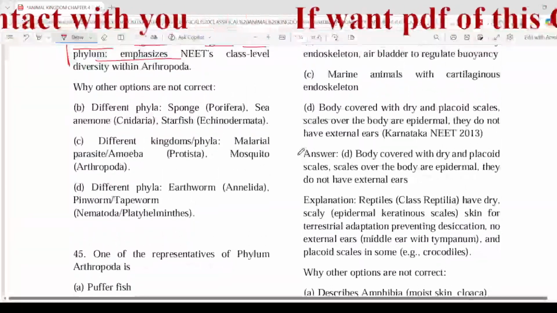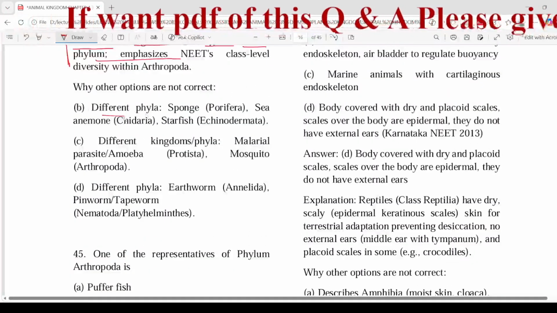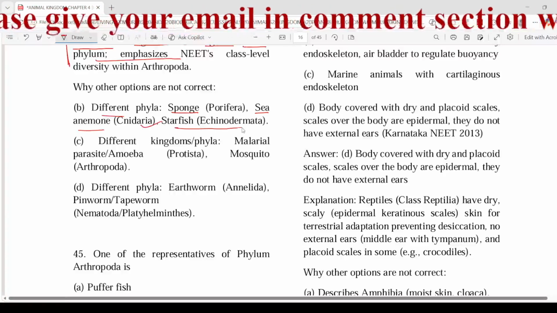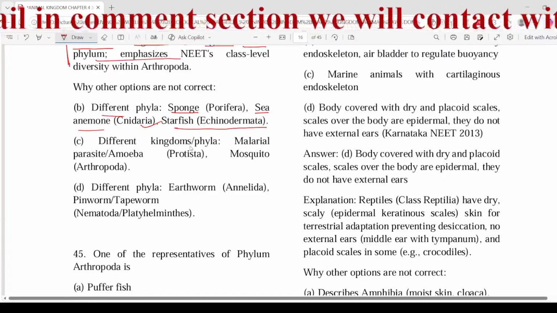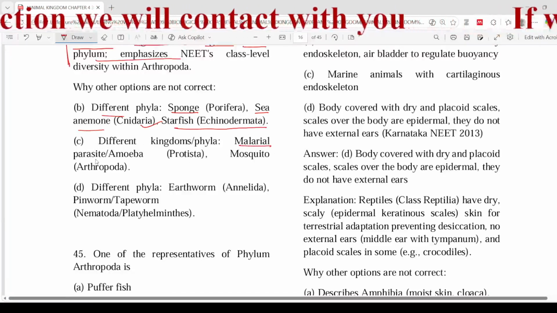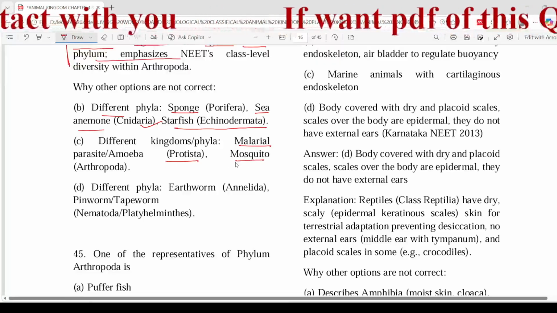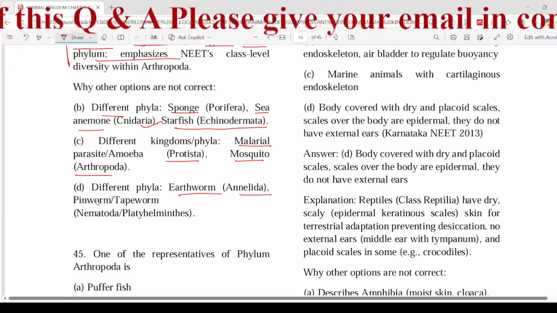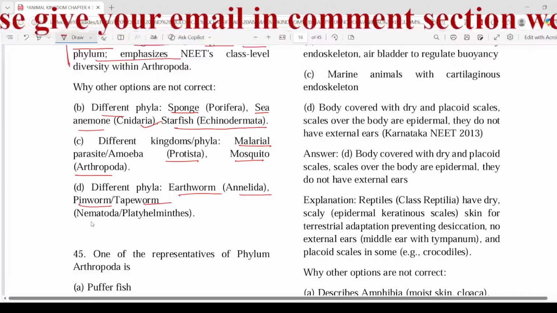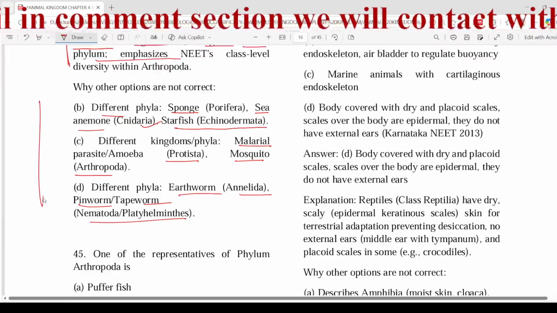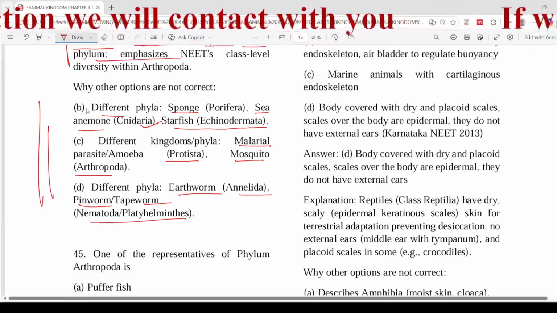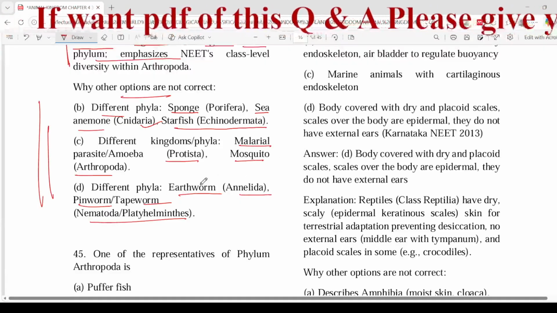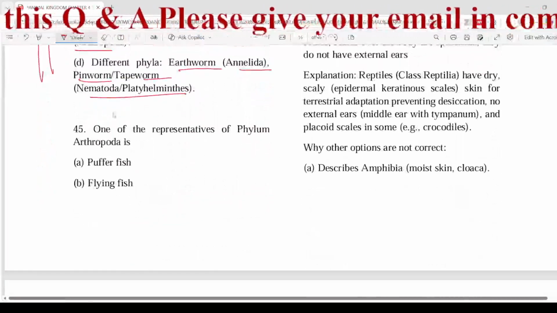Why the other options are different phyla: sponge, Porifera; sea anemone, Cnidaria; and starfish, Echinoderms. Different kingdom and phylum: malaria parasites, Protista; mosquito, Arthropoda. Different phyla like earthworm, Annelida, and pinworm and tapeworm belong to the phylum of flatworms and roundworms. So this is the explanation for why the other options are not correct. So let's move to the next question.